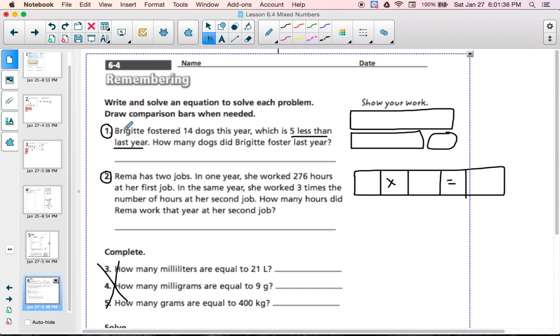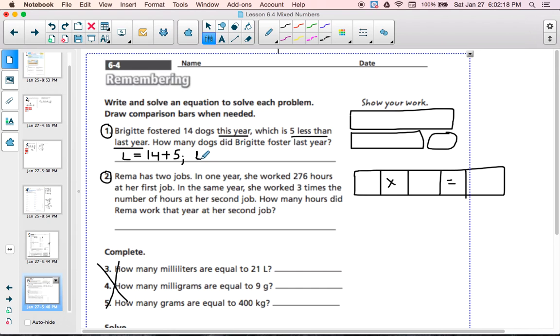So let me read this again. Bridget fostered 14 dogs this year, okay, which is 5 less than last year. So that tells me that last year was a bigger number. How many dogs did she foster last year? So if I take last year's number, right, it's 14 plus 5. Okay, using inverse operation.